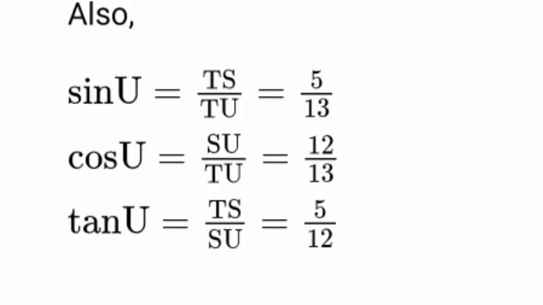Also, sin U, cos U and tan U we will find. Sin U is equal to TS upon TU, which is equal to 5 upon 13. Cos U is equal to SU upon TU, which is equal to 12 upon 13. Tan U is equal to TS upon SU, which is equal to 5 upon 12.